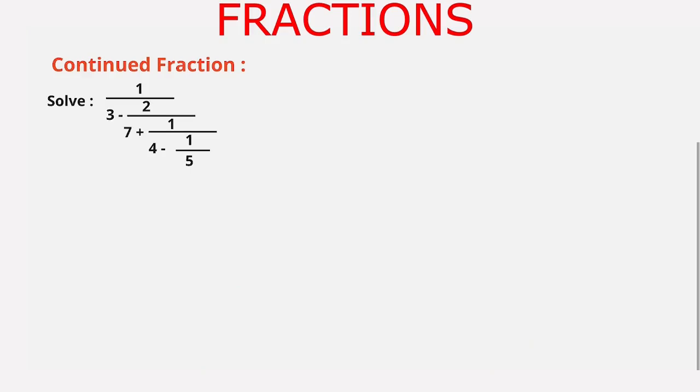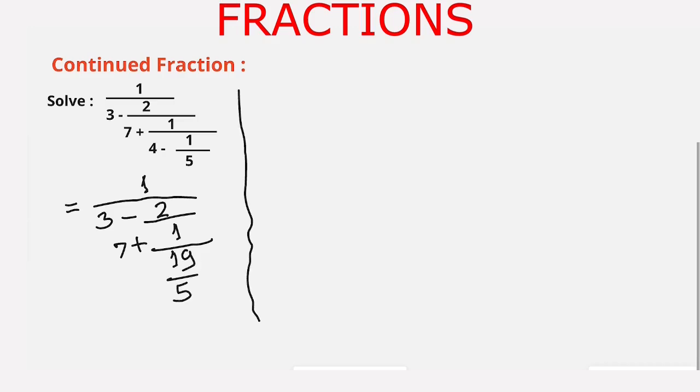As explained in the last example, we will solve it from the bottom, and this is equal to 1 upon 3 minus 2 upon 7 plus 1 upon, now we have to solve 4 minus 1 upon 5. So 4 minus 1 upon 5 is 5 times 4 is 20. 20 minus 1 is 19. So this is 19 upon 5.